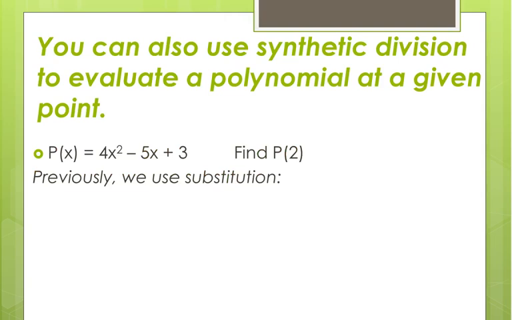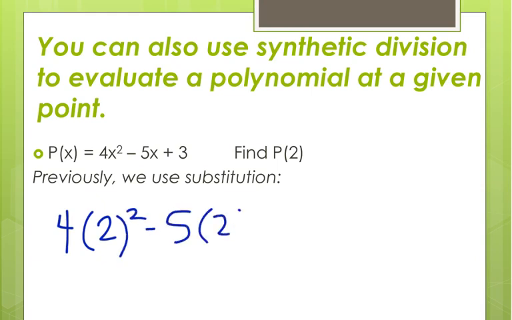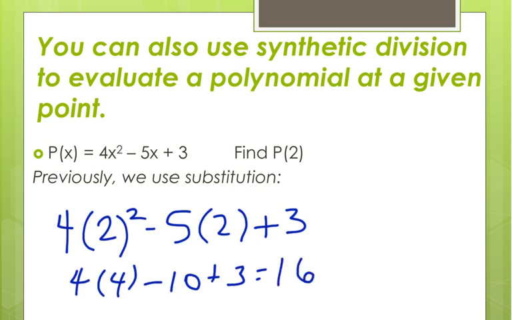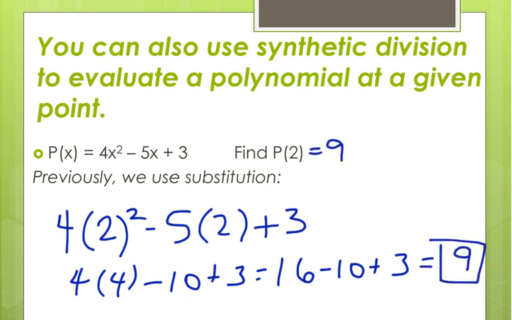You can also use synthetic division to evaluate a polynomial at a given point. So for example, if p of x is equal to 4x squared minus 5x plus 3, and I wanted to know what p of 2 was, then previously what we've done is substitution. So I'm going to have 4 times 4 minus 10 plus 3, which is 16 minus 10 plus 3. 16 minus 10 is 6, plus 3 is 9. So we would say that p of 2 is equal to 9. That means that when x is equal to 2, y is equal to 9.